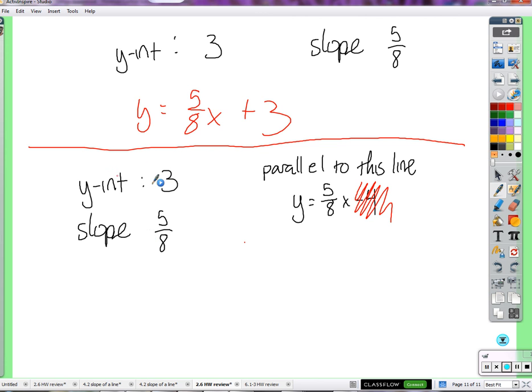So what's the equation of this line, knowing that it has a y-intercept of 3, and that it's parallel to this guy? Flint? y equals 5/8 x plus 3.